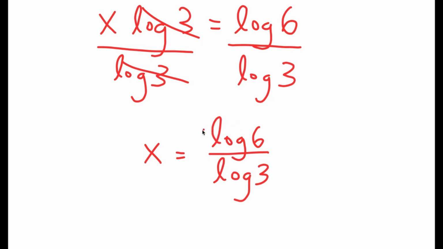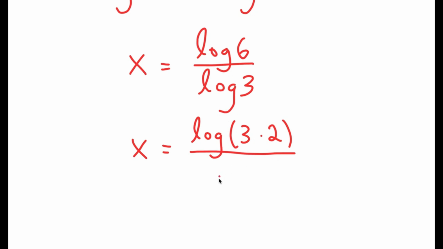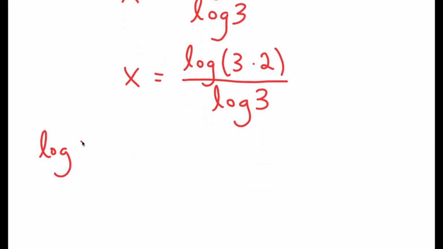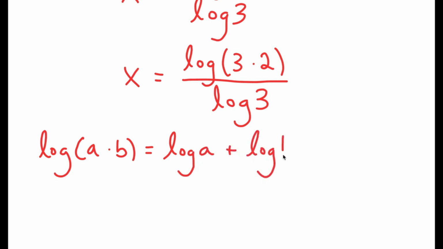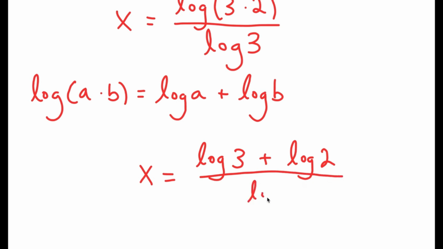Now, what I'm going to do is rewrite log 6 as log of 3 times 2. So I have log 3 times 2 over log 3. And if I have something in the form log of a times b, this is equal to log a plus log b. So log of 3 times 2 is equal to log of 3 plus log of 2, and I have this over log of 3.